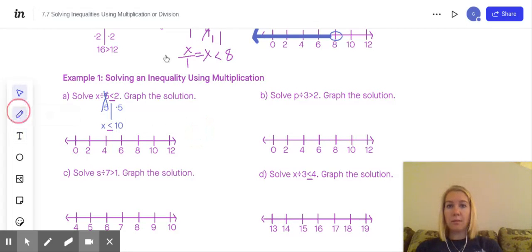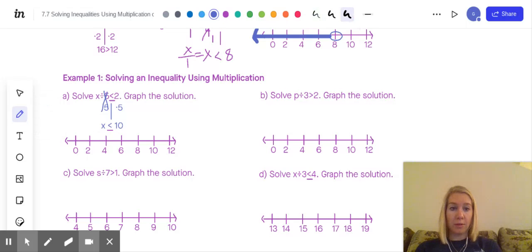Now let's graph it. Is our circle going to be open or closed? It'll be closed because it's the less than or equal to. When we have that or equal to, our circle needs to be closed. And that means that the number that we're graphing, in this case 10, is a solution to the inequality. So closed circle at 10. And now x could be less than or equal to 10, so our arrow is going to go to the left. So any number 10 or less is a solution to that inequality.